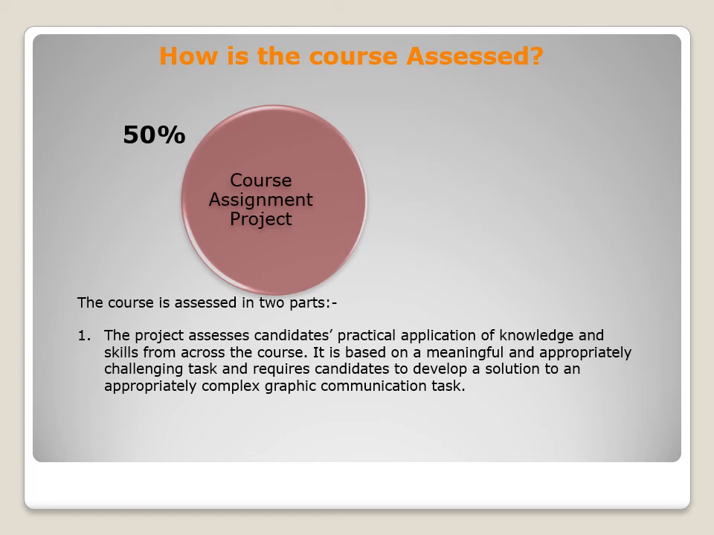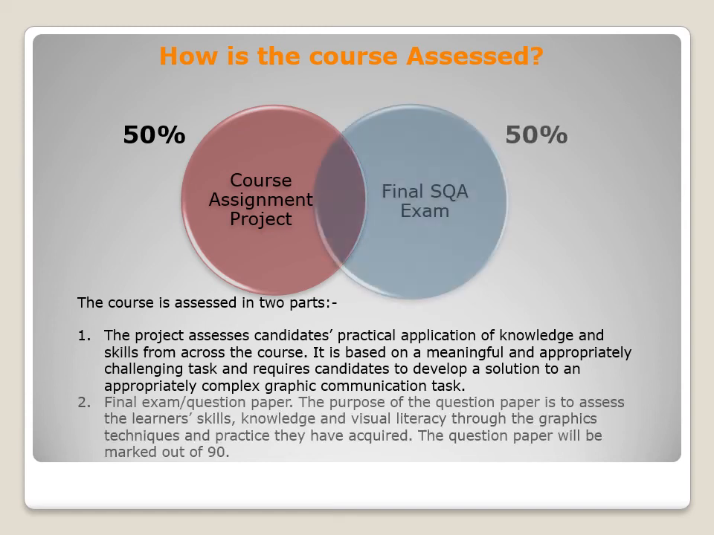The second part of the course assessment is going to be the final SQA exam, or question paper. The purpose of the question paper is to assess the learner's skills, knowledge and visual literacy through the graphic techniques and practices they have acquired. This paper will be marked out of 90. The course assessment is also marked out of 90, so you get a total out of 180. The course assessment is marked externally, the same as the SQA exam. The course assessment must be finished by February of next year.